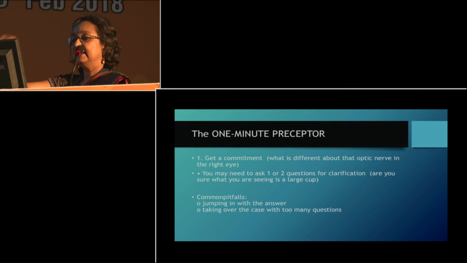So get a commitment. For example, here in front of you, the PG is examining. So you say, hey, what is different about that optic nerve in the right eye? You may need to ask 1 or 2 questions for clarification. You say, are you sure what you are seeing is a large cup? Or could it be a differential diagnosis for something else that appears like a large cup?